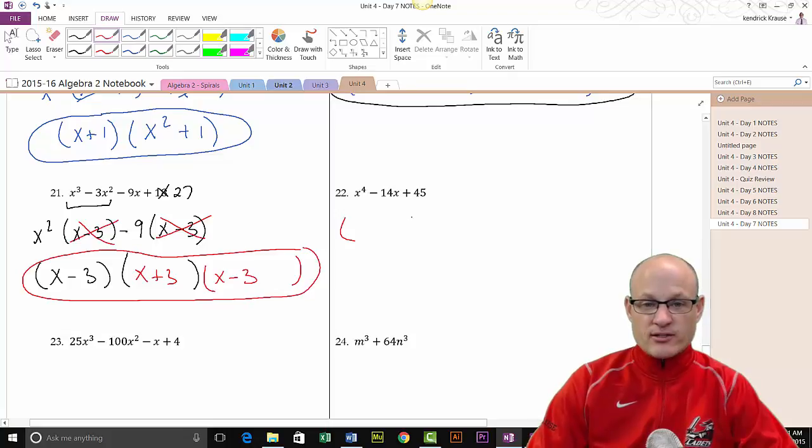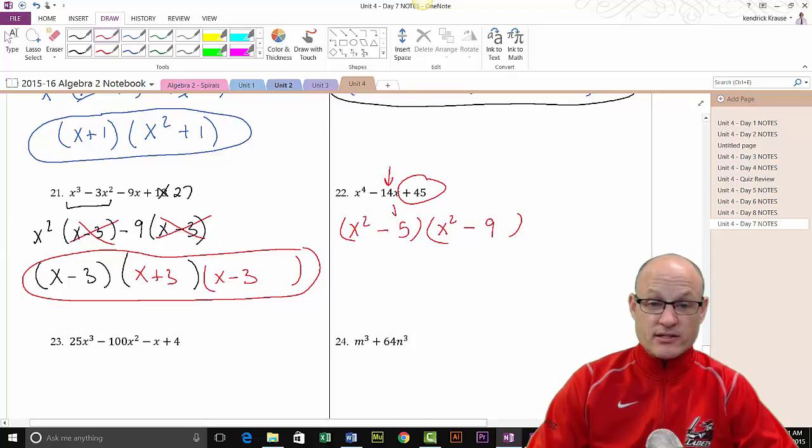Ready? We're going to factor. This one's got this one. Oh, this one's not bad. X squared and x squared. They multiply to 45 and add up to negative 14. That means both signs are going to be the same and they're both going to be negative. That's minus 5 and minus 9.